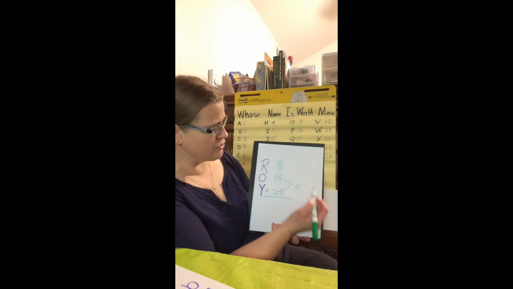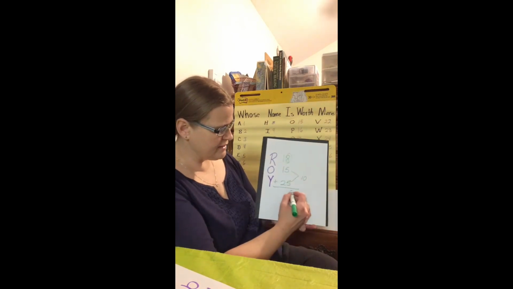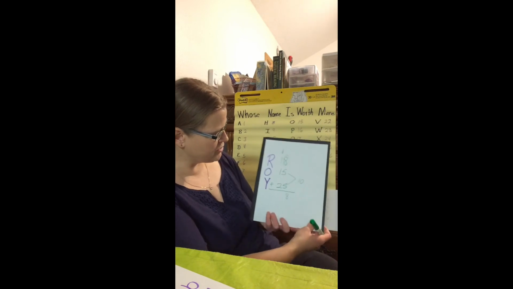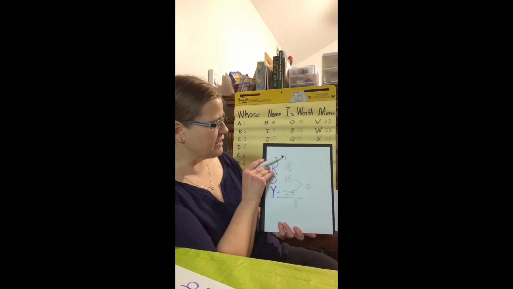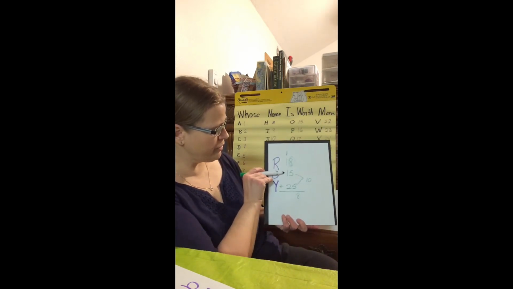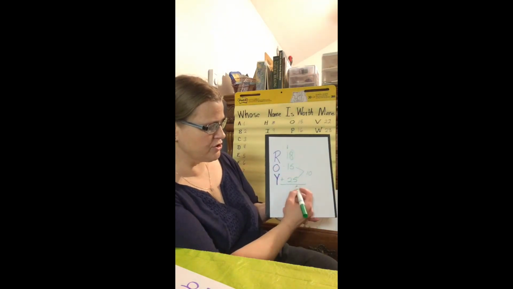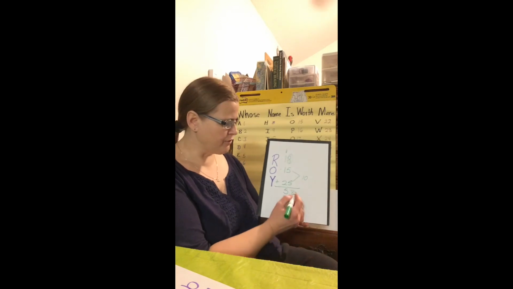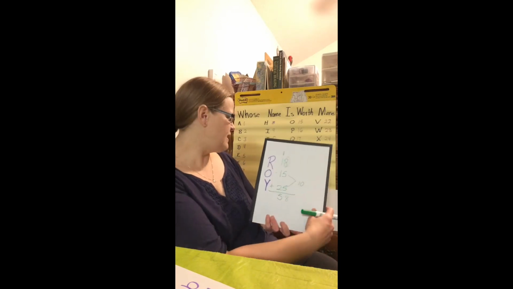And we have an 8 left over. 10 plus 8 is 18. Put the 1 in the tens row, 8 in the ones row. Let's add our tens. We have 1, 2, 3. 3 plus 2 is 5. We have 5 tens. So the total value for Roy's name is 58.